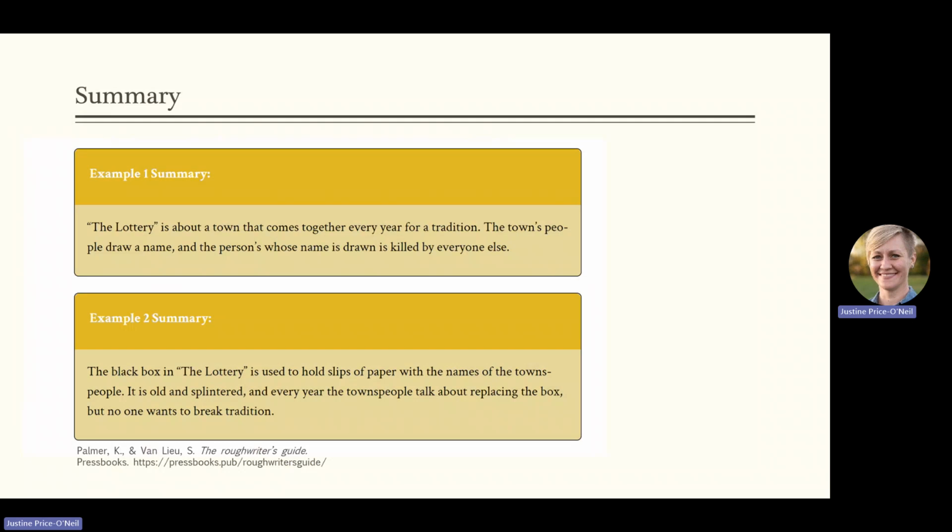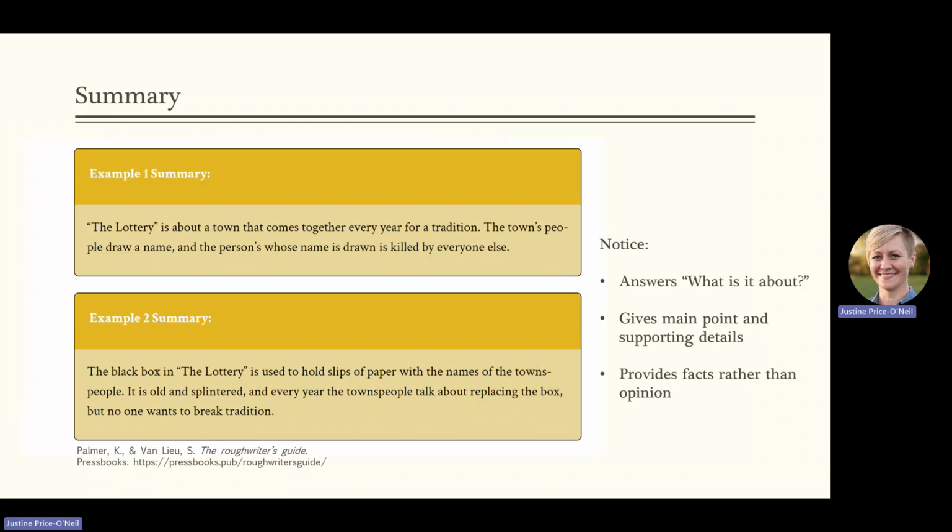We see the first one there says the lottery is about a town that comes together every year for a tradition. The townspeople draw a name, and the person whose name is drawn is killed by everyone else. And then the second bit there says the black box in the lottery is used to hold slips of paper with the names of the townspeople. It is old and splintered, and every year the townspeople talk about replacing the box, but no one wants to break tradition.